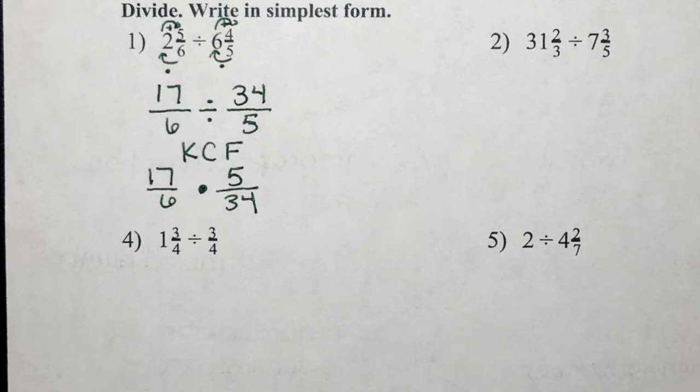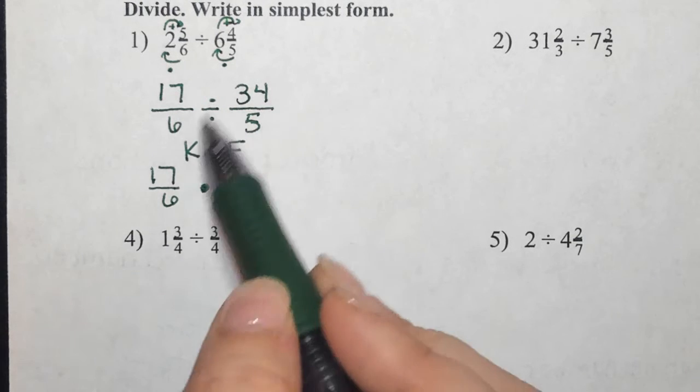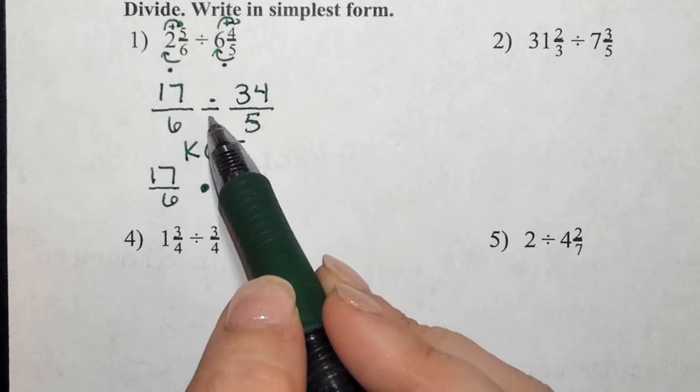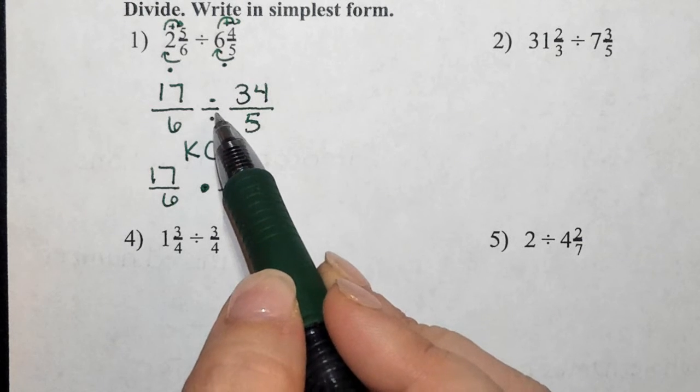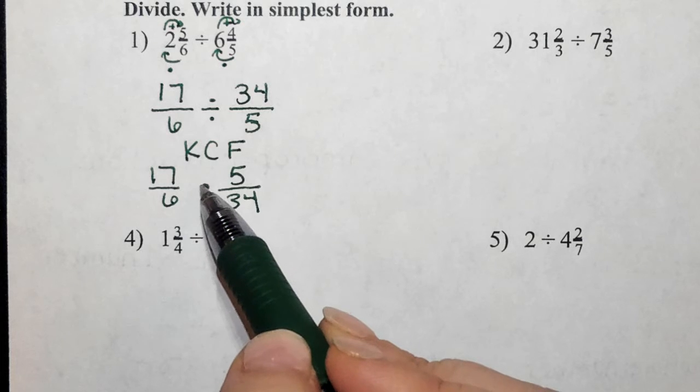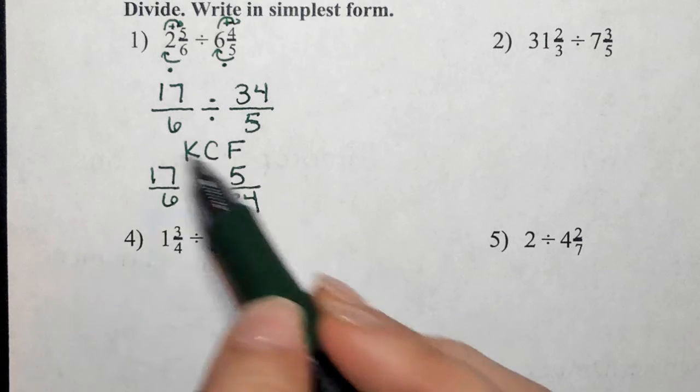Do you see anything here that can simplify, Jeremy? The 6 and the 34. All right, so 6 and 34 here is tempting, but remember, does this say multiply? No. So you can only simplify if it says multiply. So looking down here, Gabriella?